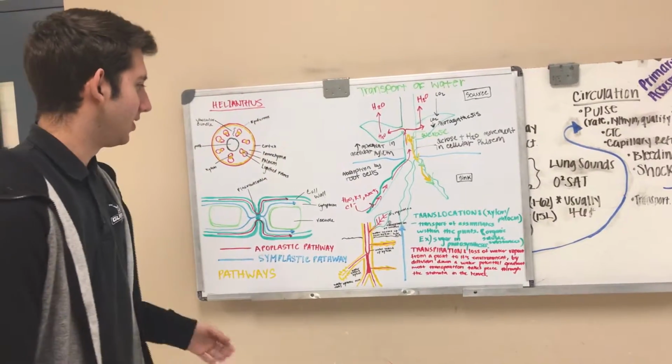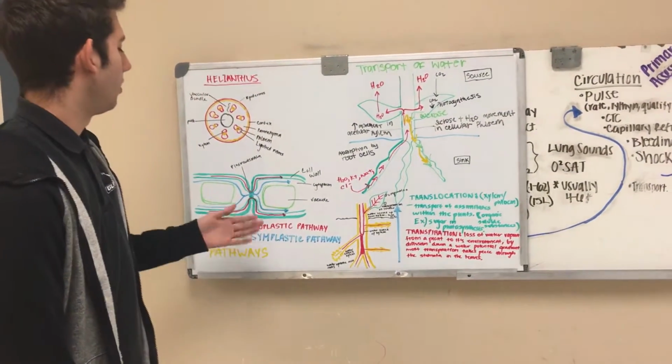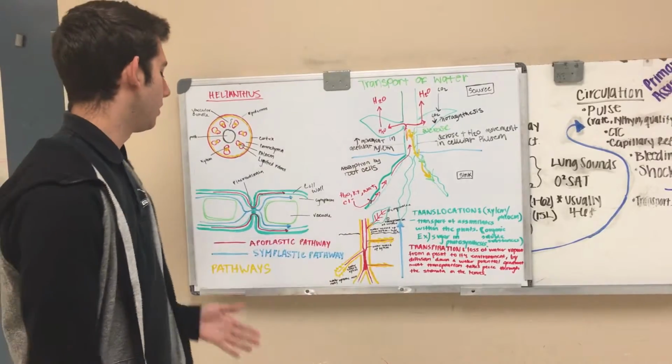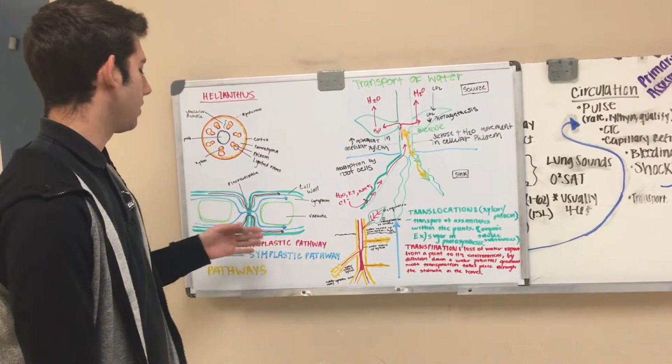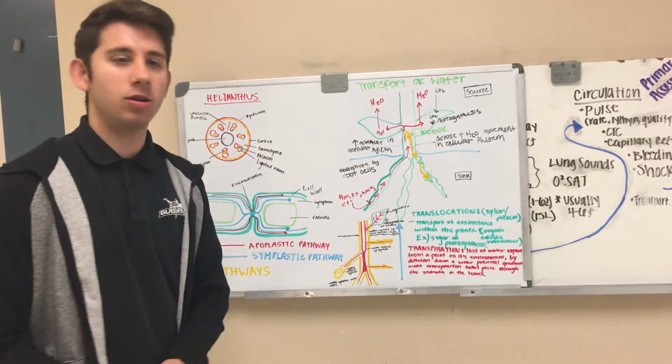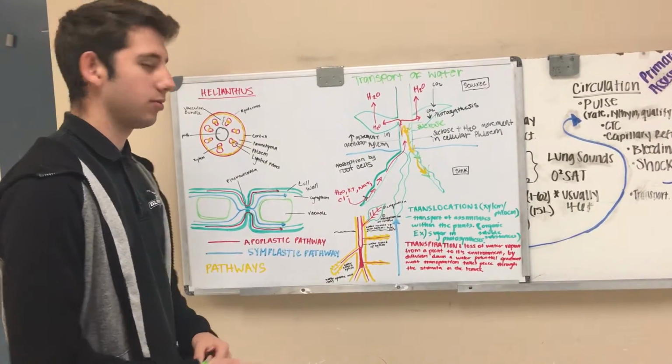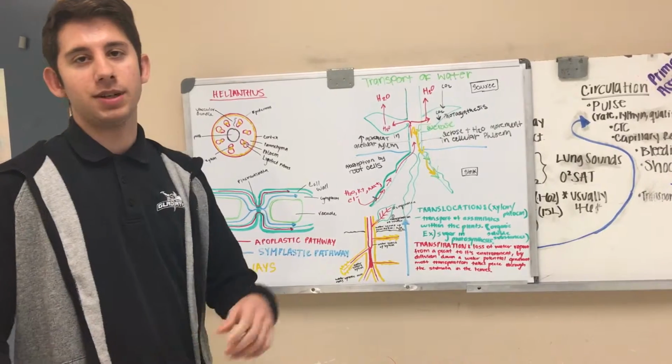Alright, so here you have a picture of the xylem and the phloem. This explains the apoplastic and symplastic pathway, where the apoplastic goes from cell wall to cell wall, and the symplastic goes from cytoplasm to cytoplasm via plasmodesmata.